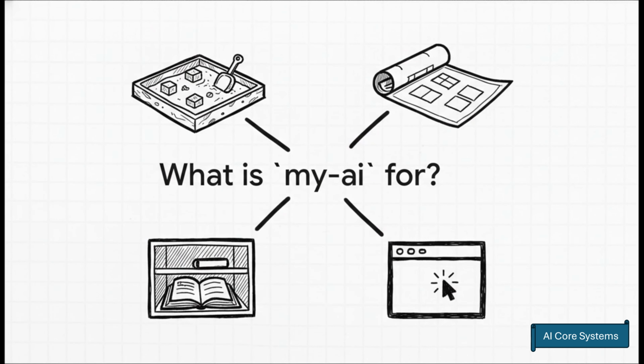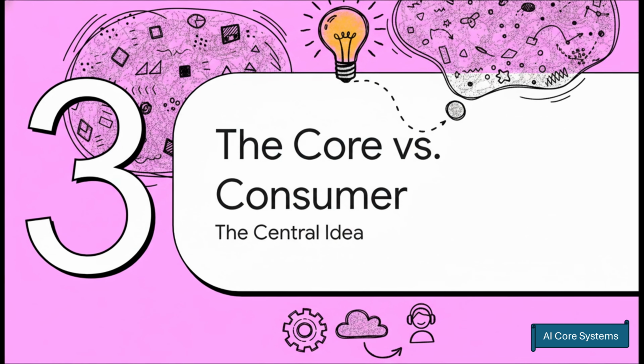So what is this thing actually for? Well, it wears a few different hats. It's a safe place to experiment, a reference example for other developers, a dead simple library, and even just a handy little command line tool for quick chats. It's all about showing a better way to build. Okay, this next part is the big aha moment. It's the whole philosophy in a nutshell, the core versus the consumer. Getting this distinction is, well, it's everything.